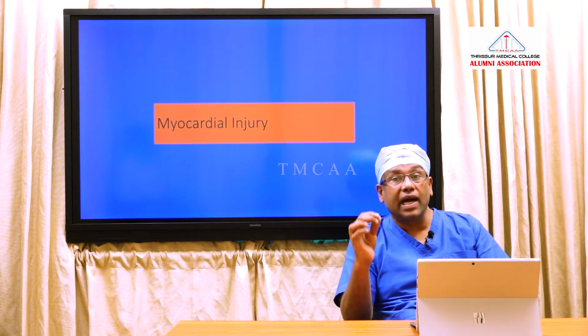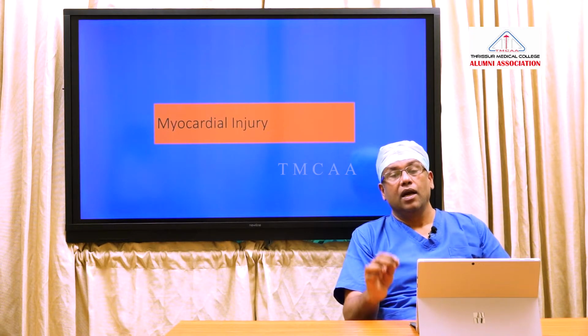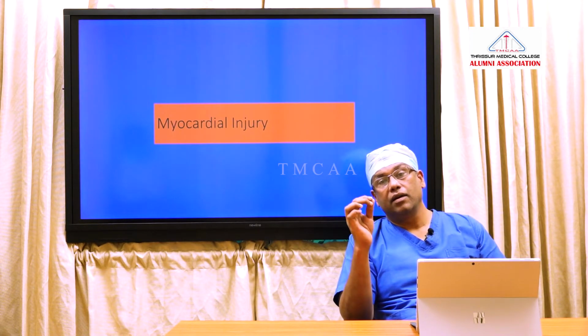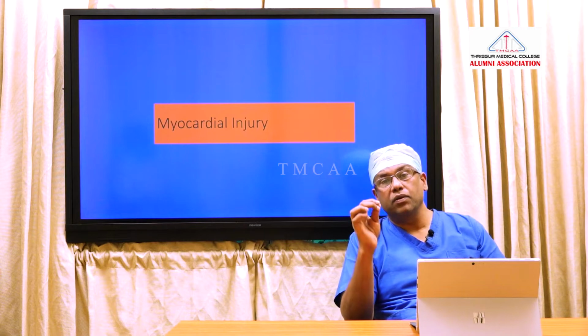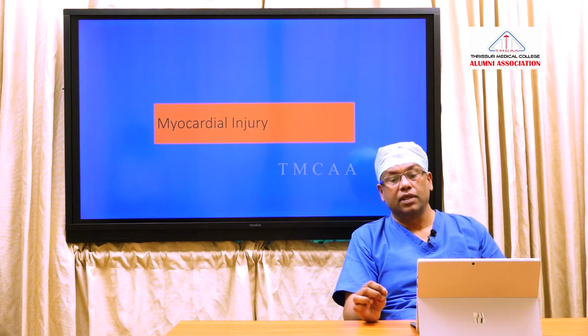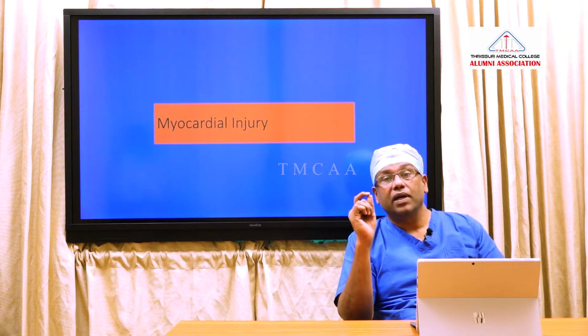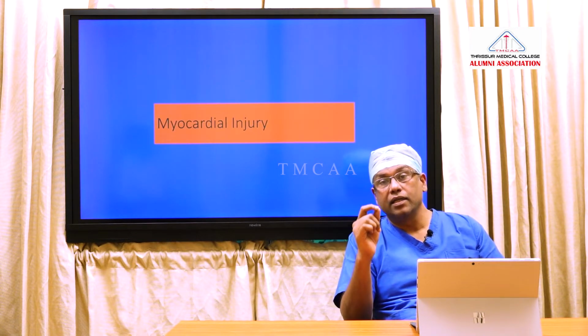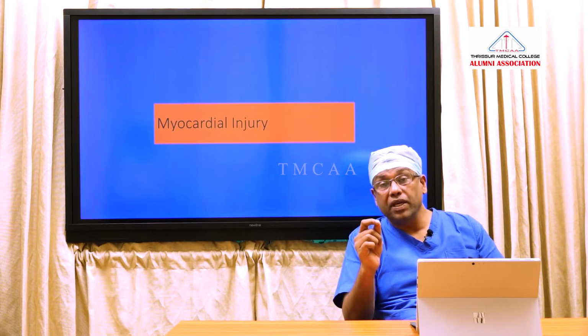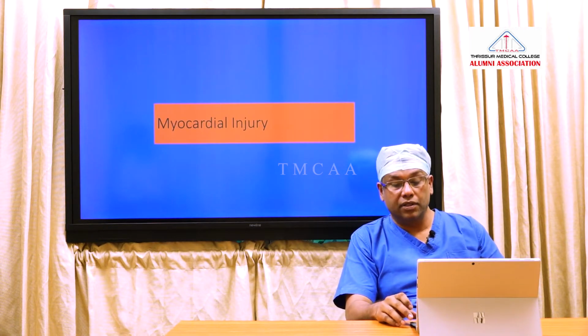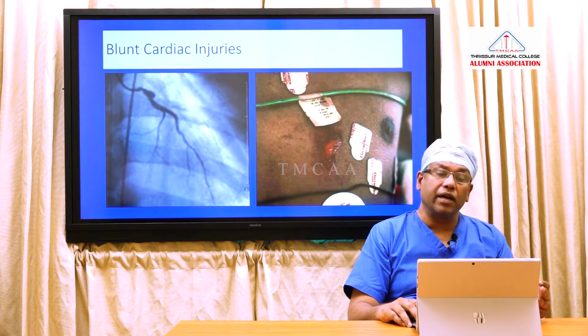Hypotension with bradycardia. Whenever you find hypotension with bradycardia, think about myocardial contusion. Because normally when there is hypotension, you get tachycardia. But hypotension with bradycardia is one sign of a patient with a myocardial contusion. So you are suspecting myocardial contusion.